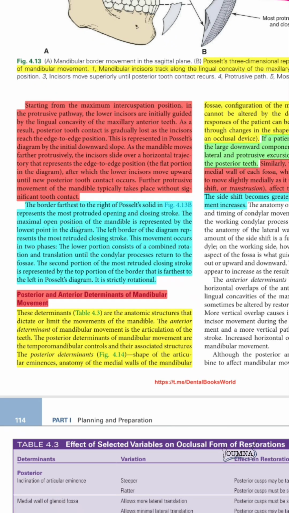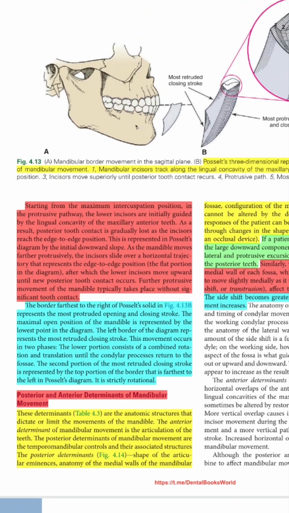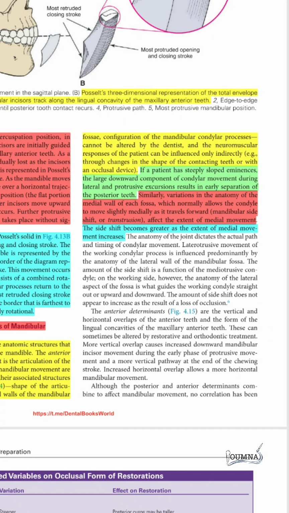The maximal open position of the mandible is represented by the lowest point in the diagram. The morphology of the condylar process can alter the tooth contact during the movement. For example, if the patient has a steeply sloped eminence, when they are moving their mandible during the lateral and protrusive excursions, it results in an early separation of the posterior teeth.